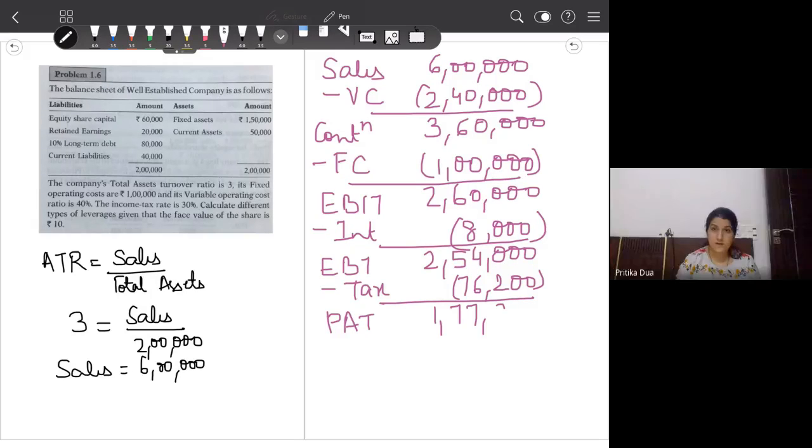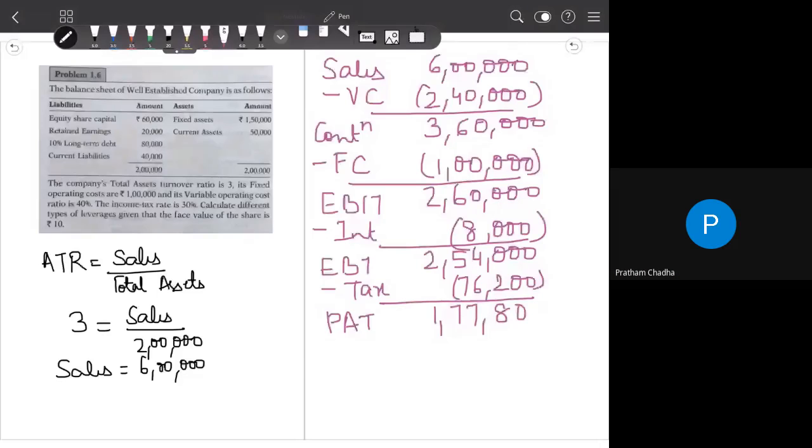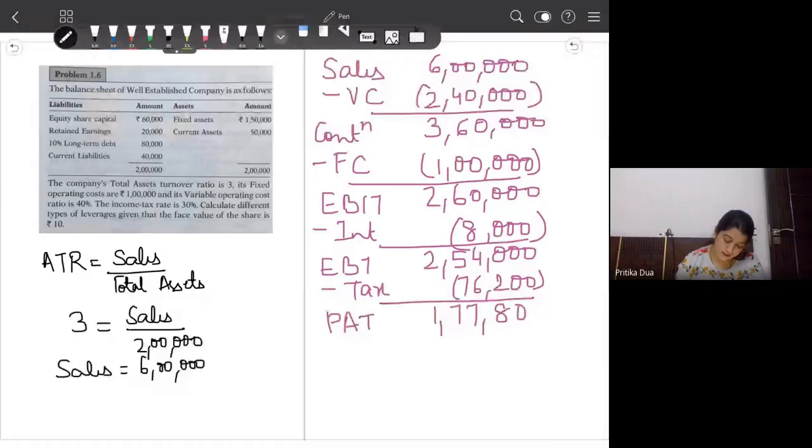Ma'am, we paid 2.5 lakh. Now your voice is breaking. Please repeat. Subtracting 8,000 from earnings before interest and tax gives 2,52,000, earnings before tax. Okay. You were also saying the same thing. Okay, beta. Thank you.